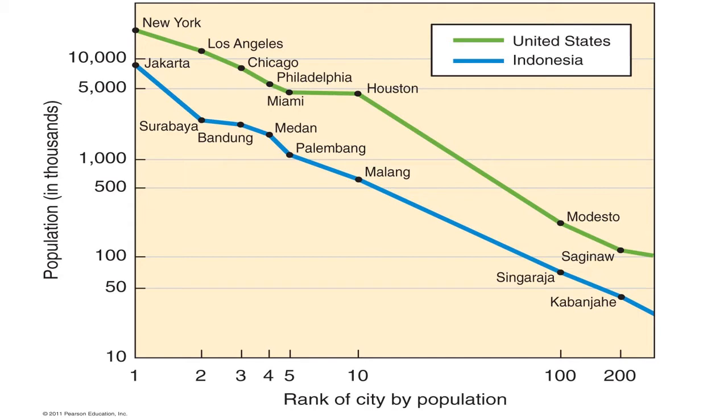A couple other examples. This is how you'll typically see it displayed if you end up with questions where there's a stimulus for this, is to look at these examples and see, is the United States a good example of the rank size rule? Is Indonesia a good example of the rank size rule? Well, maybe not.